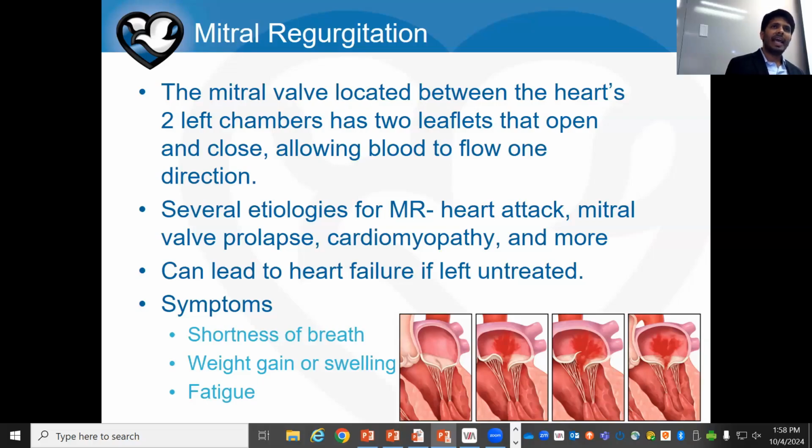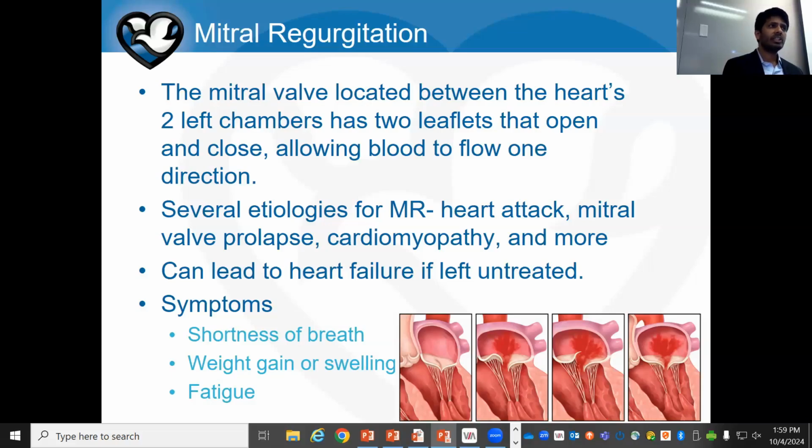So we discussed narrowing of heart valves with aortic stenosis. Now we're going to discuss leaky valves. So the mitral valve is a valve which sits between the left upper and left lower chamber of the heart. And ideally, the valve is supposed to just open to allow blood to go from the left upper to the left lower chamber of the heart. There should technically not be any backflow of blood from the left lower to the left upper chamber of the heart. But because of various problems, the valve can be a problem.